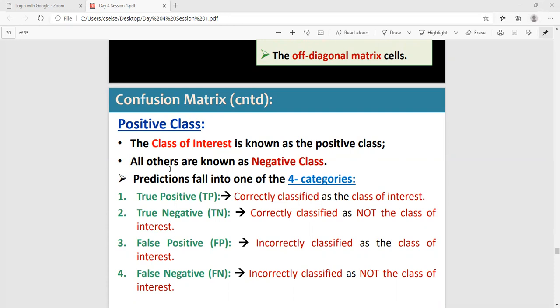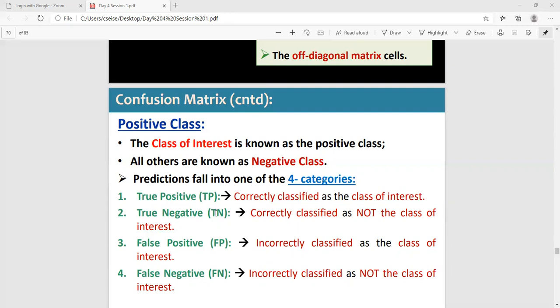So the prediction falls into one of four categories. True positive, TP, means the actual value is true and you predicted it as positive as well, so it is correctly classified. If the actual value is true and the predicted value is also true, then it is called a correct classification.